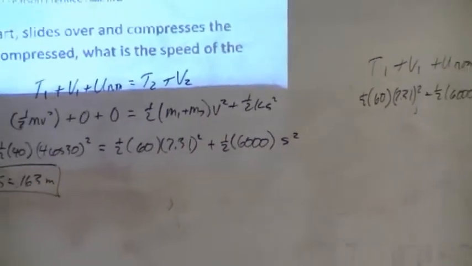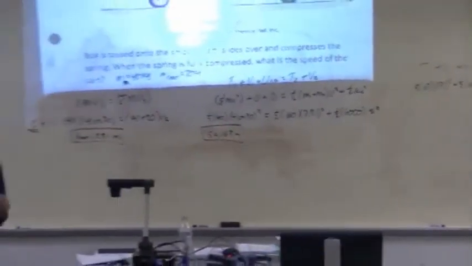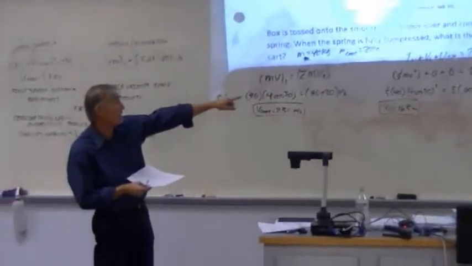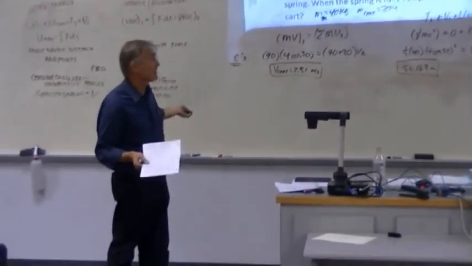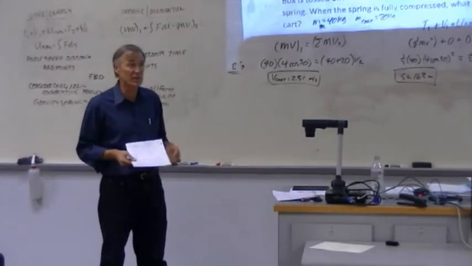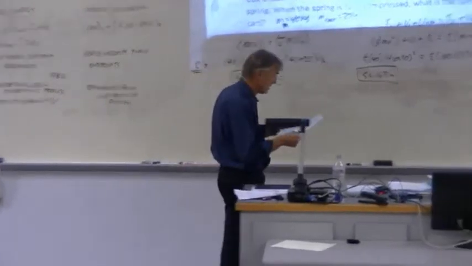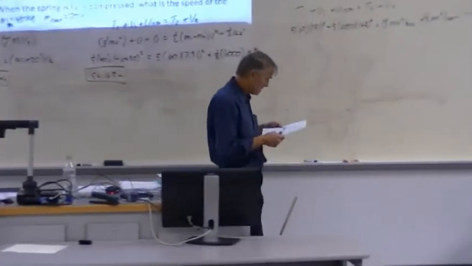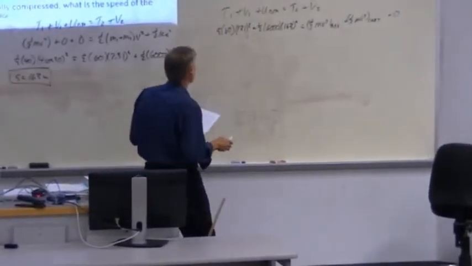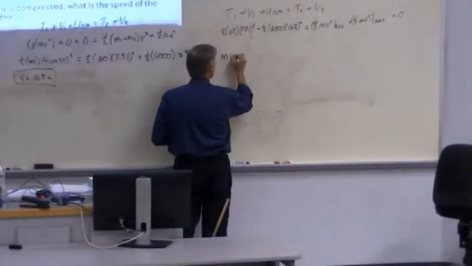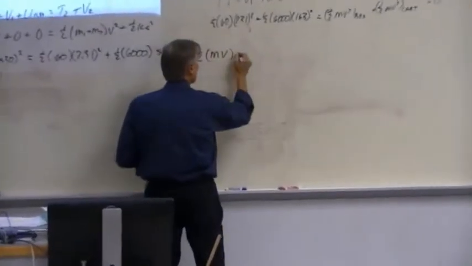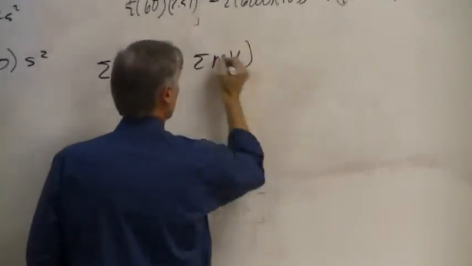Now we plug it back into a momentum analysis to try and find out what we got, because I can't do anything with that. I got one equation, 2 unknowns. I got the velocity of the box, velocity of the cart, nothing to really relate it. So let's put it back into a momentum equation now. We got mv of our system equals sum of mv2.